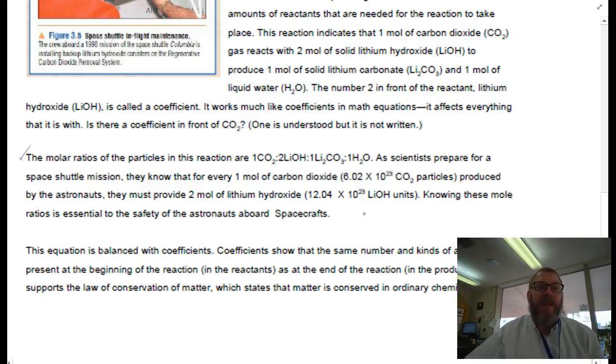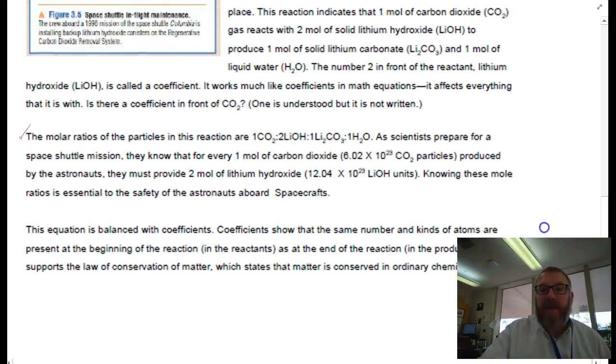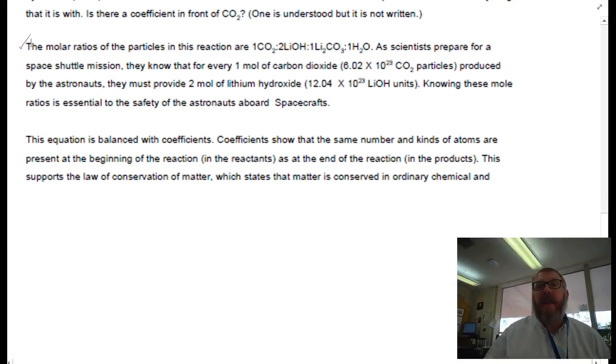Knowing these mole ratios is essential to the safety of the astronauts aboard spacecrafts. They need to be able to know how much lithium hydroxide scrubber they're going to need. Otherwise, the carbon dioxide builds up and they can't breathe.